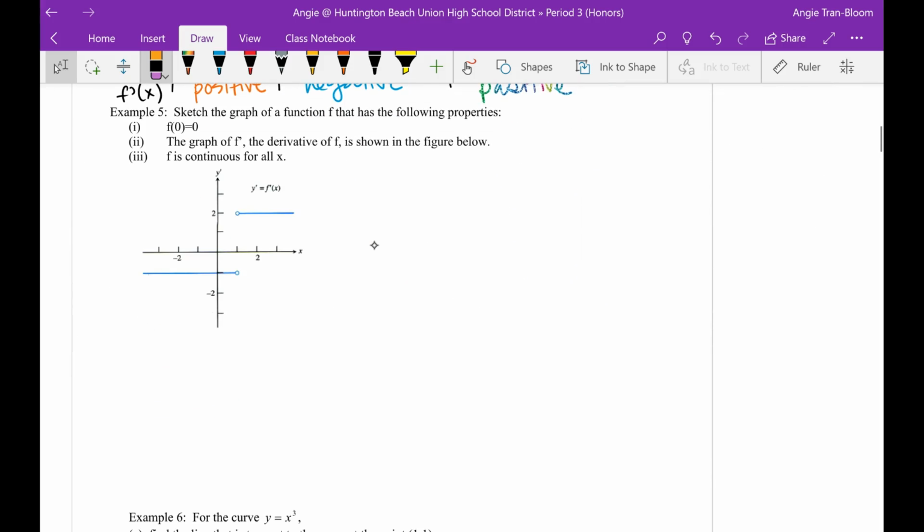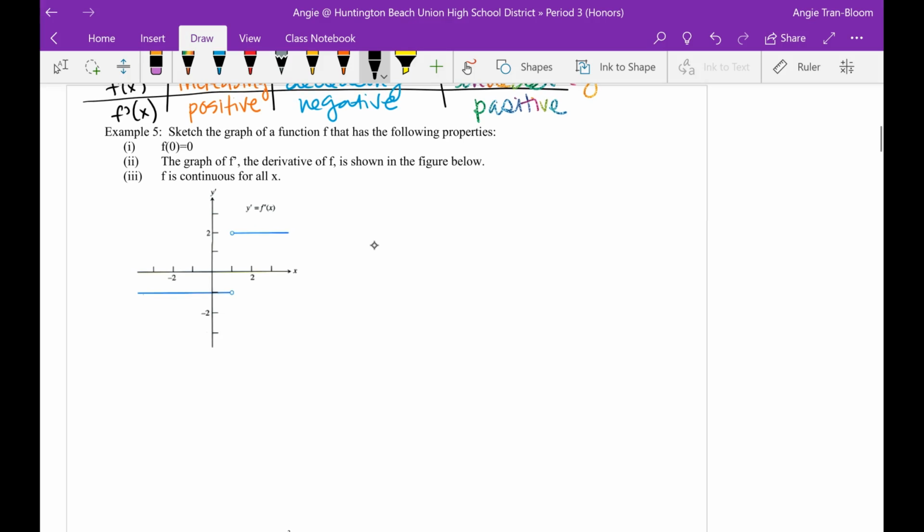Example 5. Sketch the graph of a function f that has the following properties. Okay. Doesn't this remind you of chapter 2 where you have to sketch and then I gave you a bunch of properties again? Kind of like that, but now we're dealing with derivatives. So, sketch the graph of a function, okay? A function means I'm looking for the original. And I'm going to make a coordinate plane. And I'm going to kind of talk to you guys as I go along with my thought process, okay?